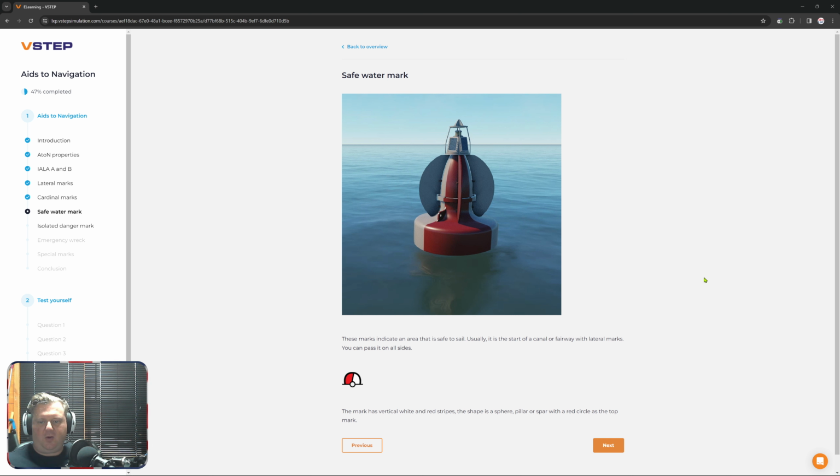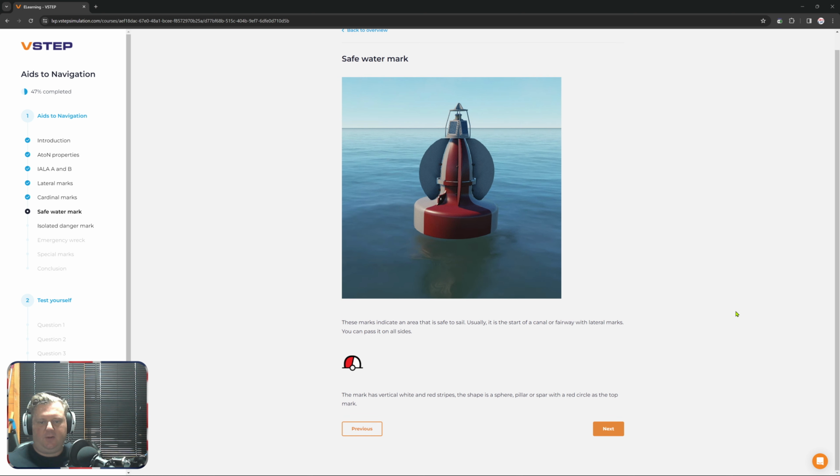Safe water mark. These marks indicate an area that is safe to sail. Usually it is the start of a canal or fairway with the lateral marks. You can pass it on all sides. The mark has vertical white and red stripes. The shape is a sphere, pillar, or spar with a red circle as the top mark.